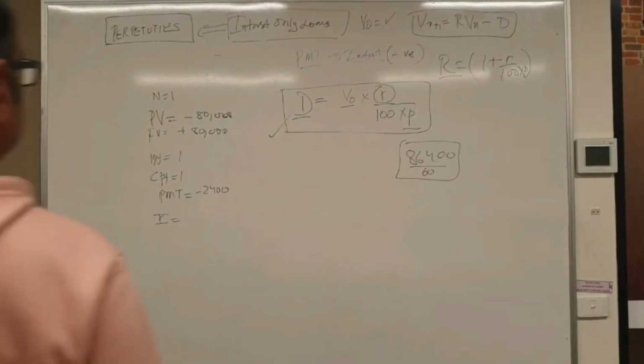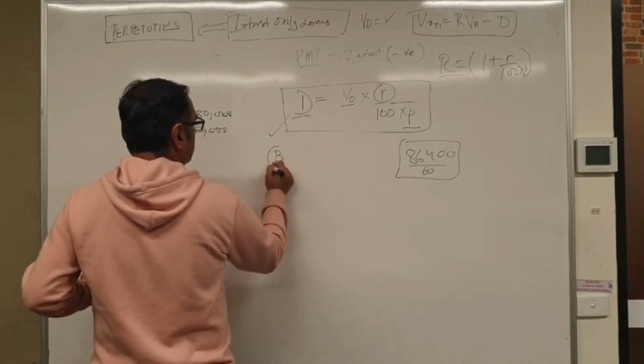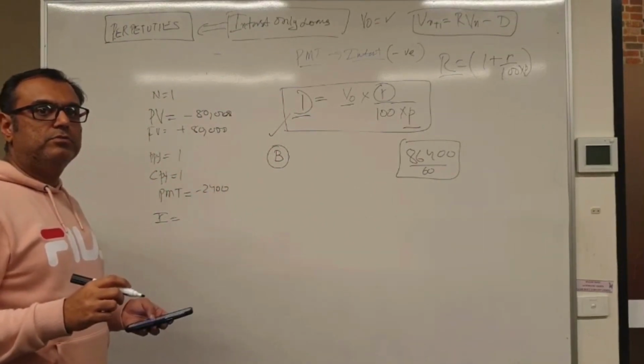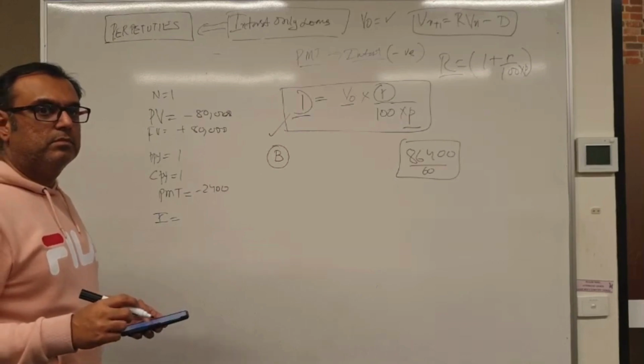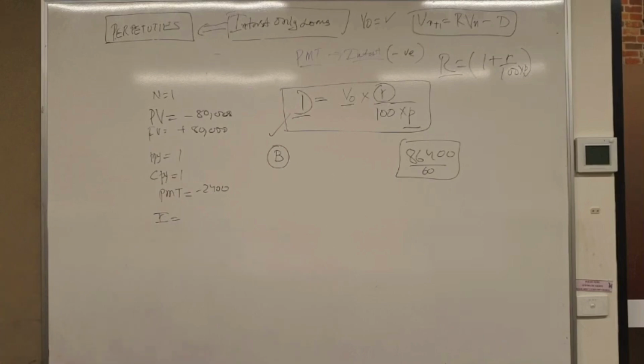What's your take on it? Got no idea. Gabby says B. What about you, Dana? I don't know, but I'll just guess. No, there's no guessing here. I don't know. All right.